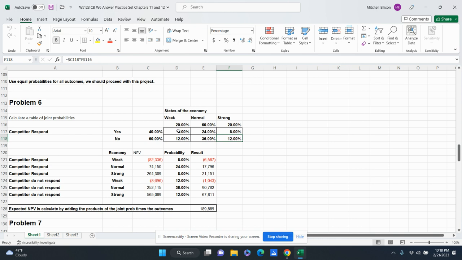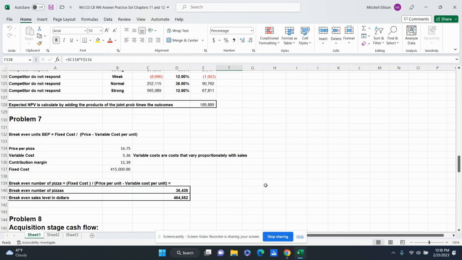You're then going to take those joint probabilities, multiply them by the possibilities. Those were the net present values you ran earlier. So 8% of 82,000 is 6,587. 24% of 74,000 is 17,796. Add those up and you get an expected net present value of $189,889.